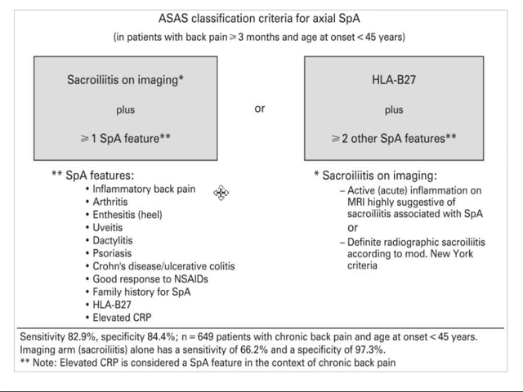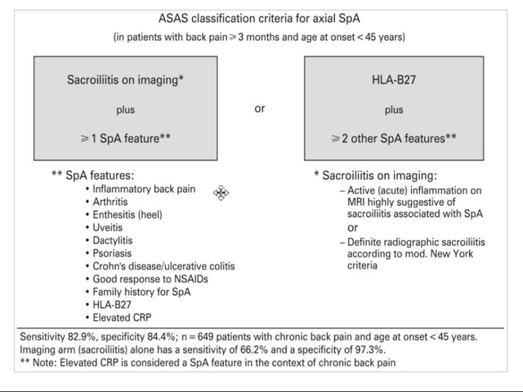Now let us come to the classification: psoriasis, Crohn's disease, ulcerative colitis. Now let us come to the treatment. There should be good response, and also family history should be there, and also HLA-B27 positive, elevated CRP. These are all common features of spondyloarthropathies: inflammatory back pain, arthritis, enthesitis, uveitis, dactylitis, psoriasis, Crohn's disease, ulcerative colitis. Treatment, good response to NSAIDs. There should be family history. HLA-B27 should be positive, elevated CRP.